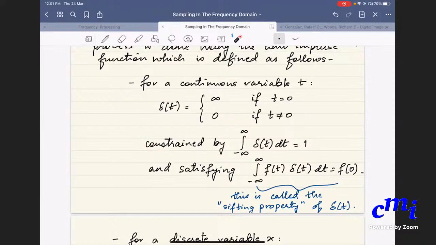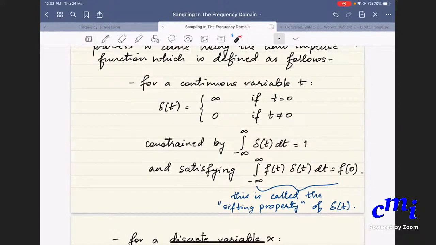This impulse function satisfies what is called the shifting property. Shifting, because if this impulse is located at 0, then this integral is going to pull out the value of the function f at 0. Because it pulls out the value of the function at some point, this is called the shifting property of delta, or of this impulse function.